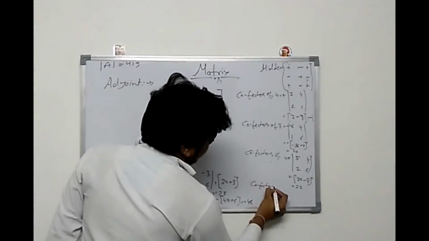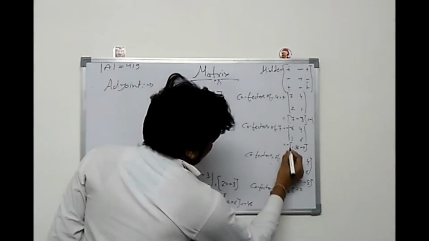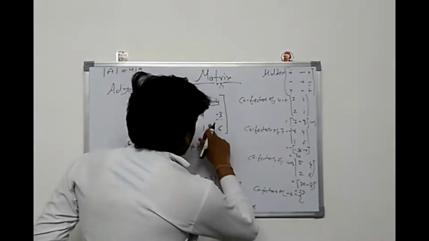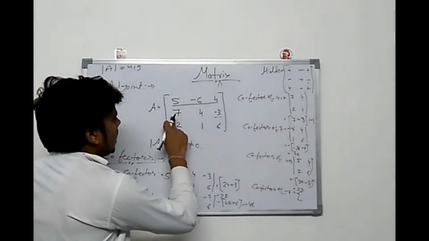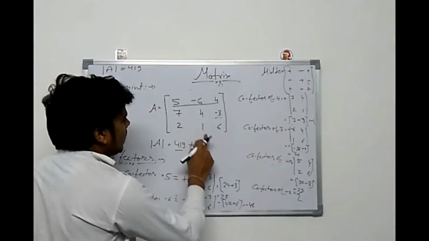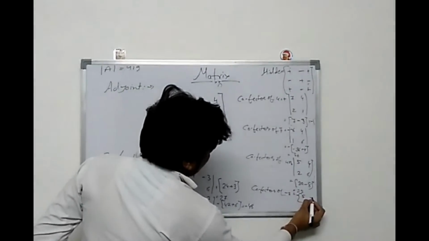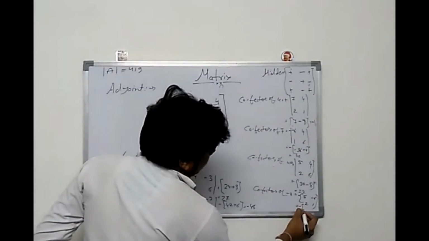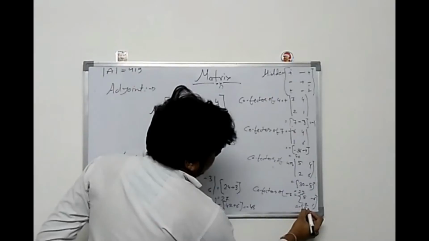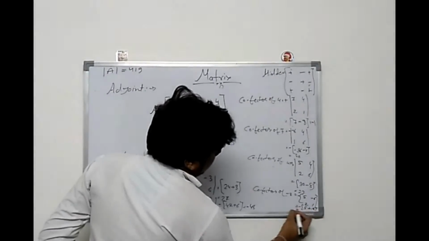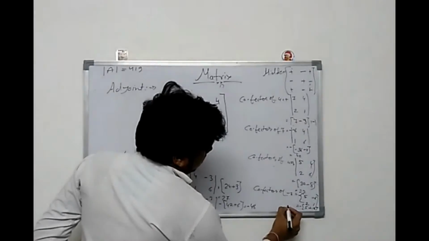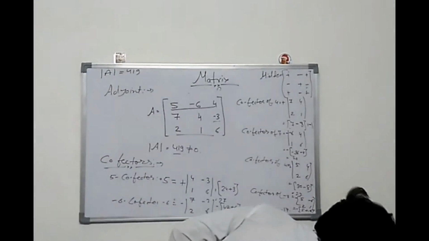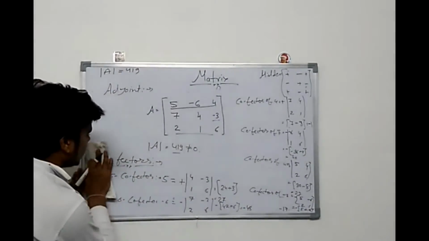Cofactor of -3, assign minus. This column and row will be hidden; -5, -6, 2 and 1 will be left. Add -17, it will become... and this cofactor we find out. This side will be subtracted.